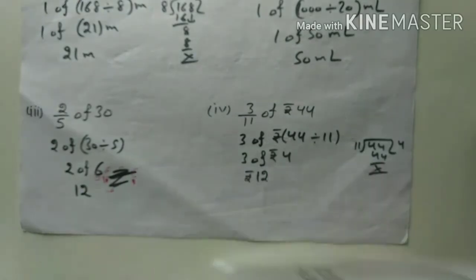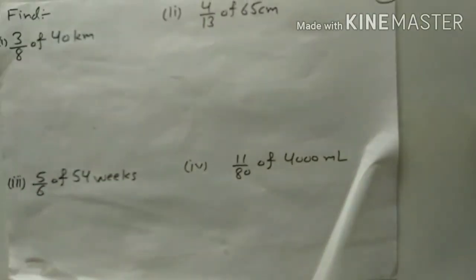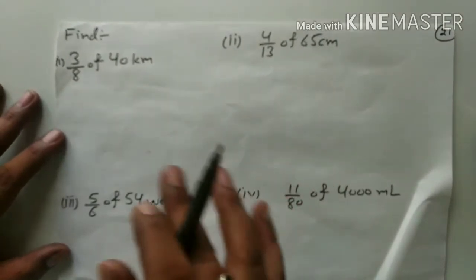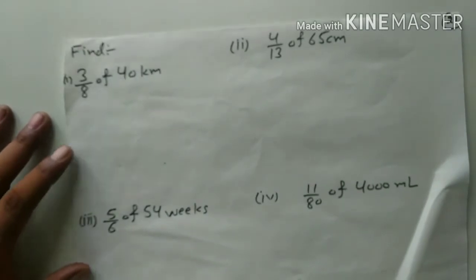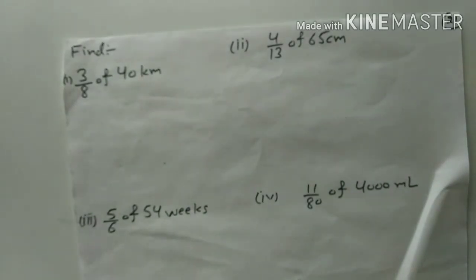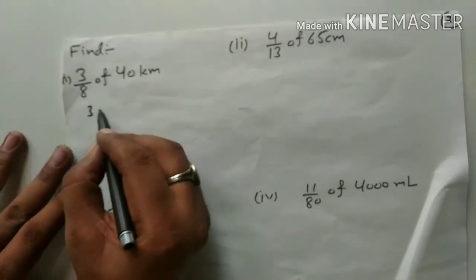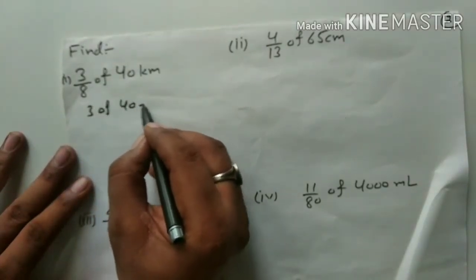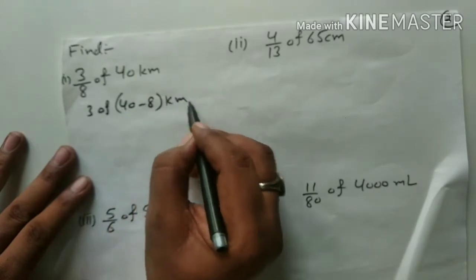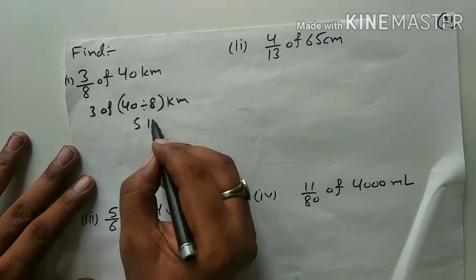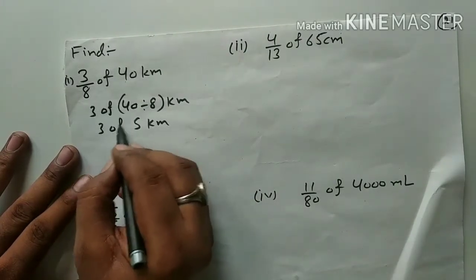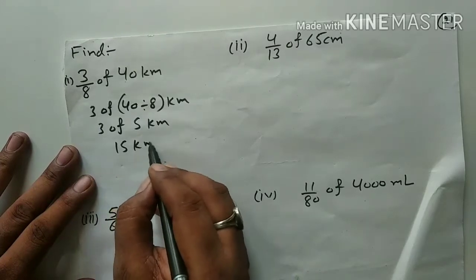Now we are on the next sheet. Here 3 by 8 of 40 kilometer. Now it means 3 of 40 divided by 8 kilometer. Now 40 divided by 8, that is 5. 5 kilometer. 3 of 5 kilometer, that is 15 kilometer.